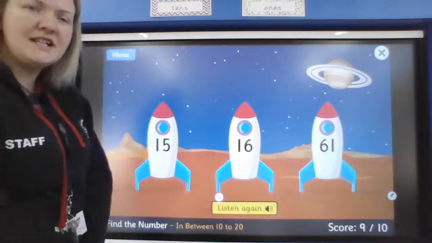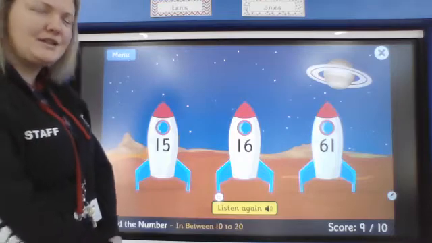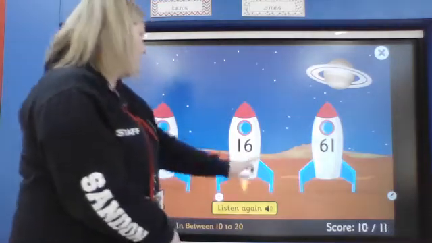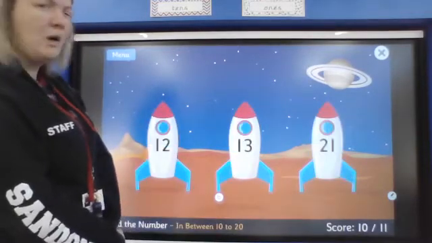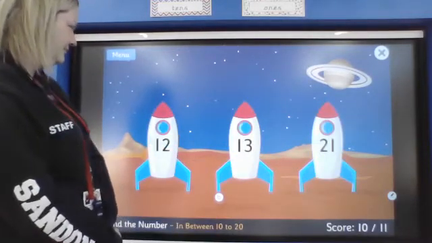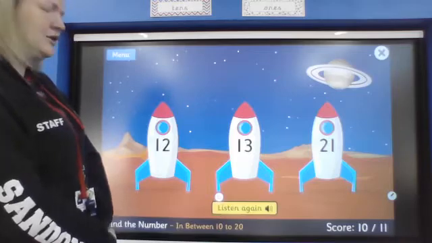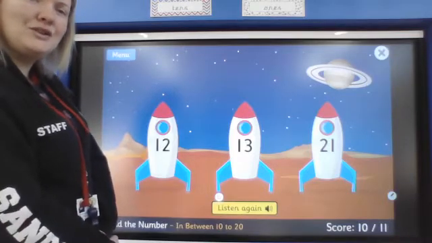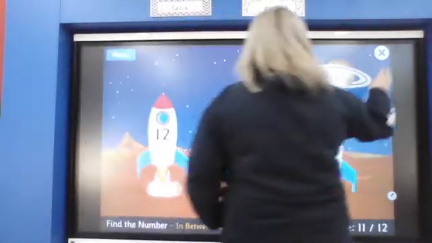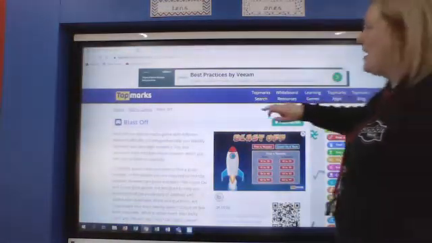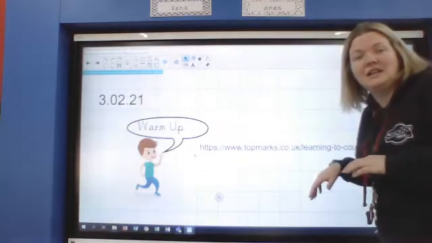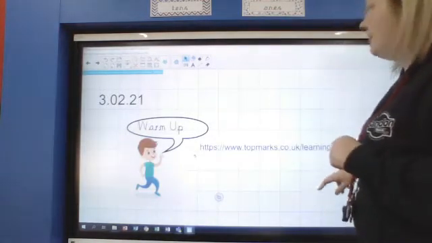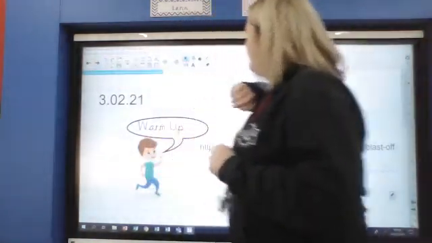Between 15 and 17. Well, I know 16 was in between. We'll do one more. Find the number between 11 and 13. Excellent. Well done, Year 2. You're really good at that. So if you want to continue playing that later on, get your grown up to get yourself on Top Marks.